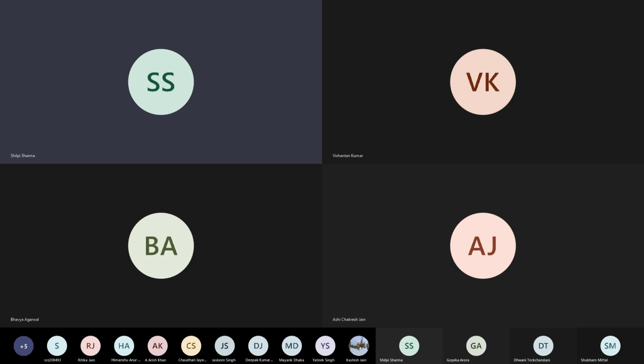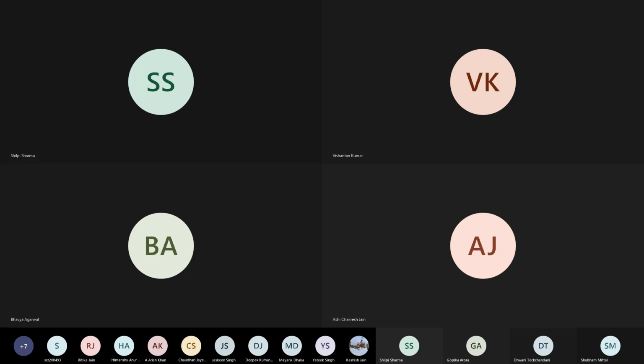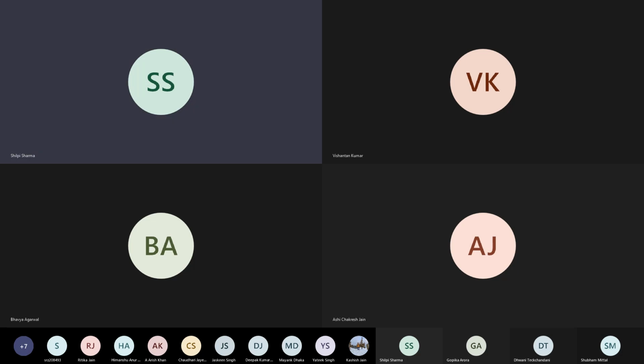तो कोई मुझे बताएगा लास्ट क्लास में क्या हो रहा था? What is it that we were talking about in the last class? हाँ. We were talking about fungi.